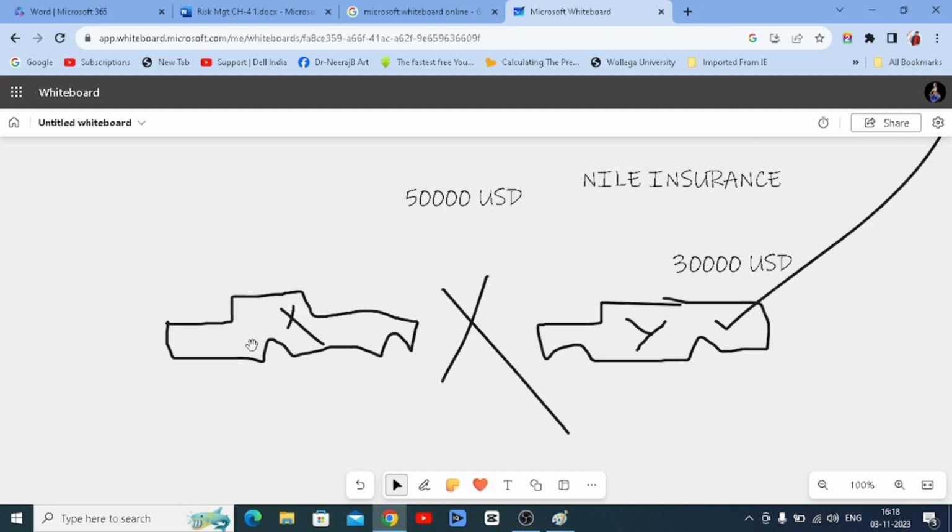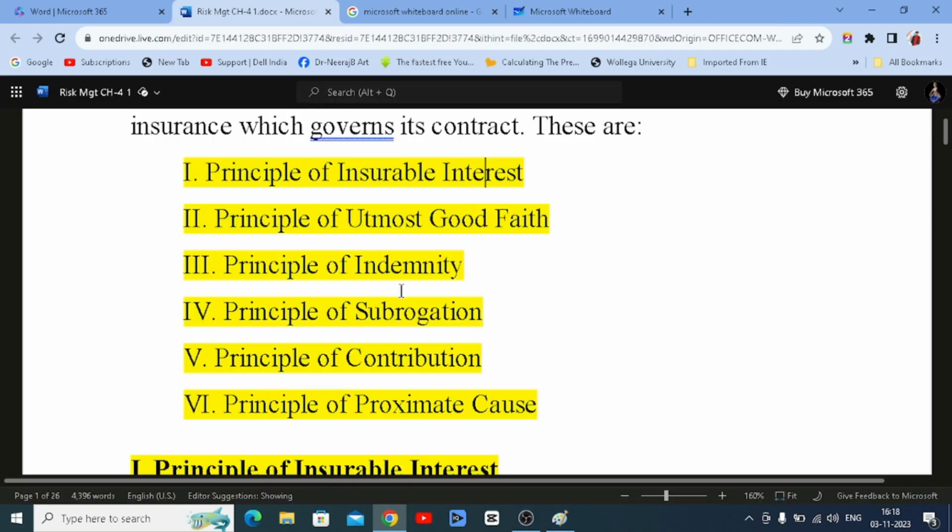Mr. X cannot take benefit from the third party and from the insurance company also, because it will lead to profits. So I hope you have understood what the principle of subrogation is, which is a very simple concept but an important one. Thank you. Next is the principle of contribution. What is the principle of contribution? Let us take an example.